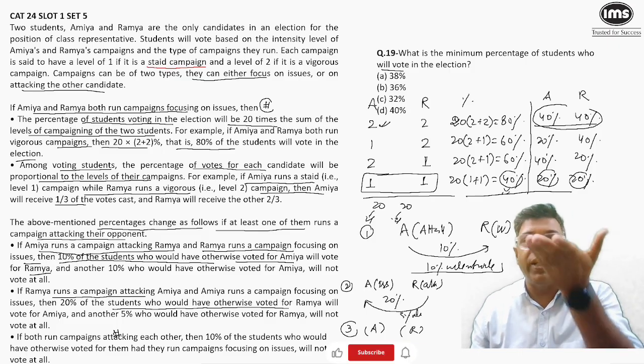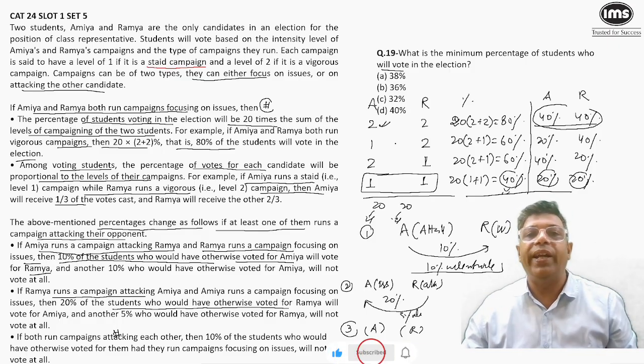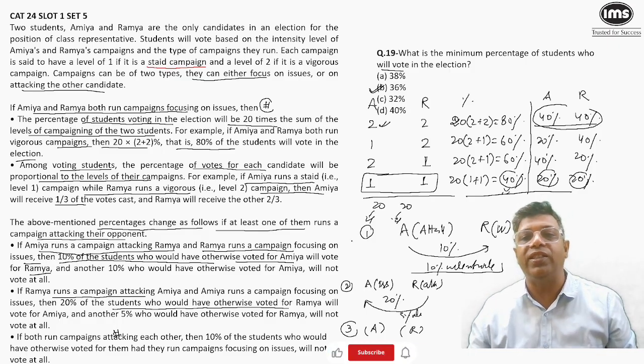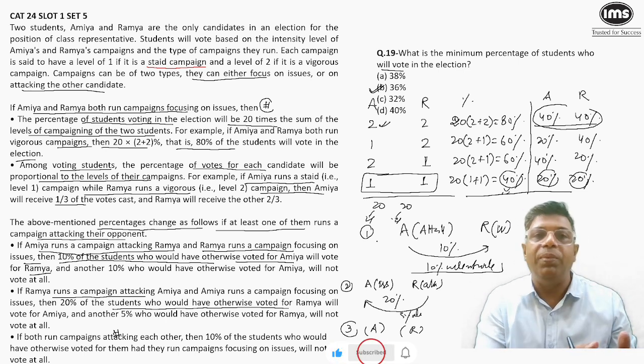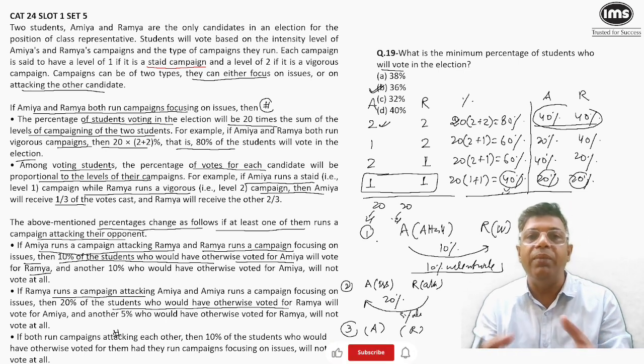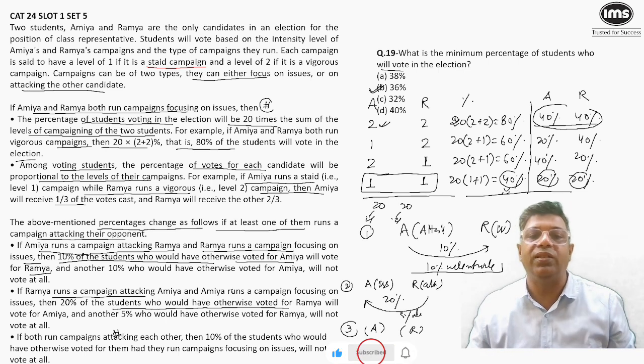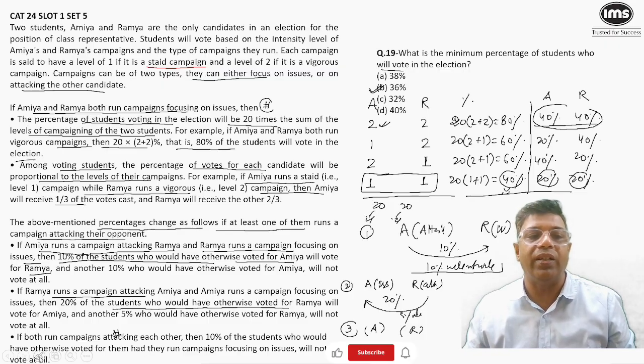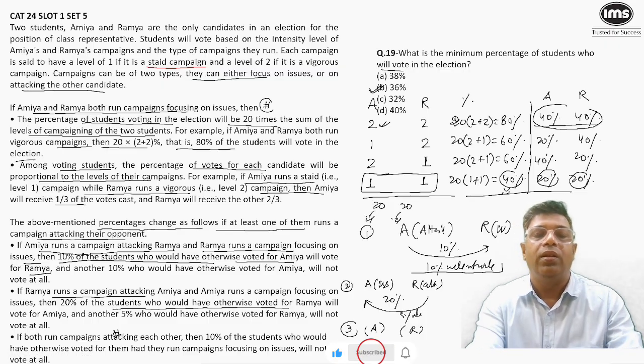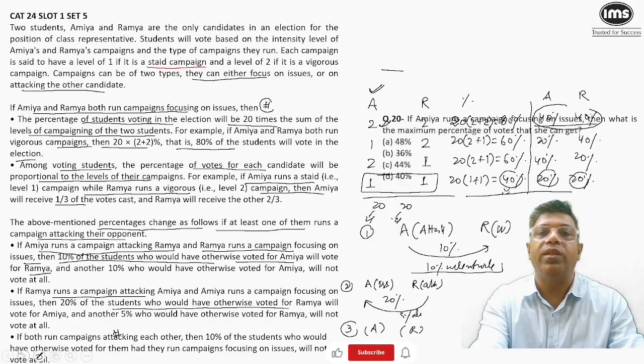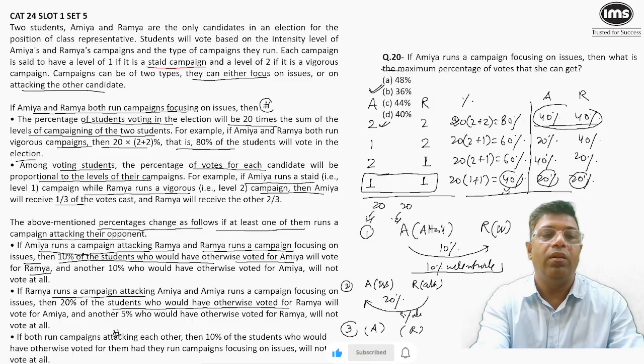So in that case the voting percentage will come down. So again the answer for this question is going to be 36%, as in the previous question. So that is the minimum percentage that is going to happen in this election. So for this question, B is the correct answer. Let's go to the next question. Let me erase a few things so that we understand.